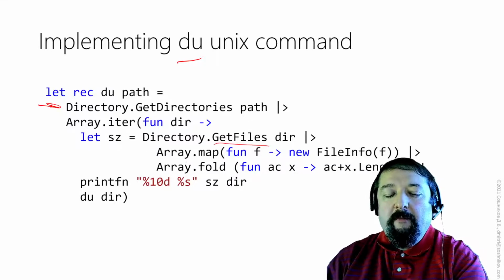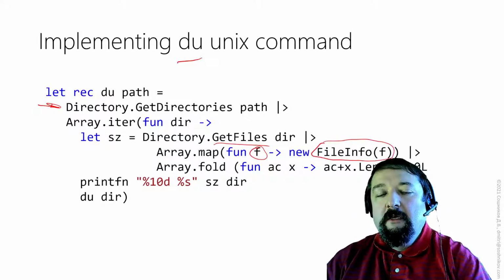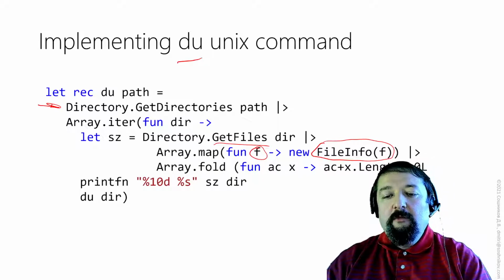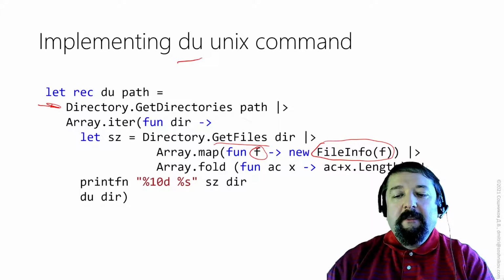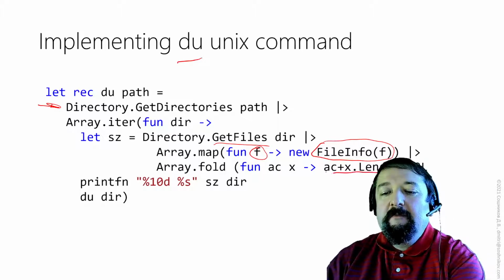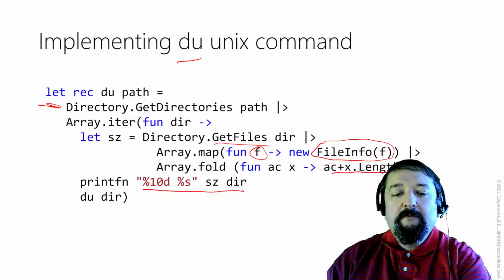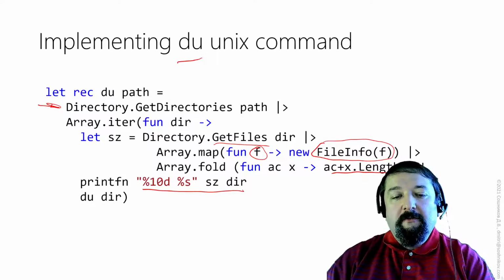We do Array.map replacing the file name with the FileInfo structure, which contains also the size of the file. And then we do fold, and fold goes through each of the files inside the directory and adds the lengths together. So we'll compute the total size of the files in the directory and print it out. And then we do the recursive call. So if the current item is a directory, we do the recursive call.